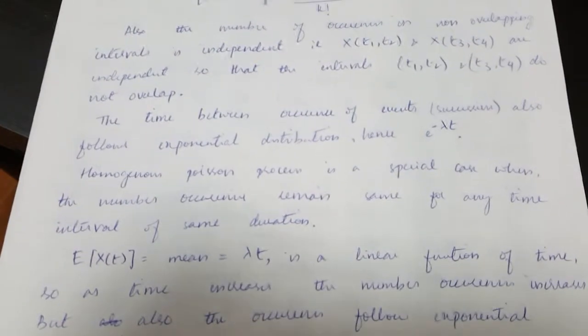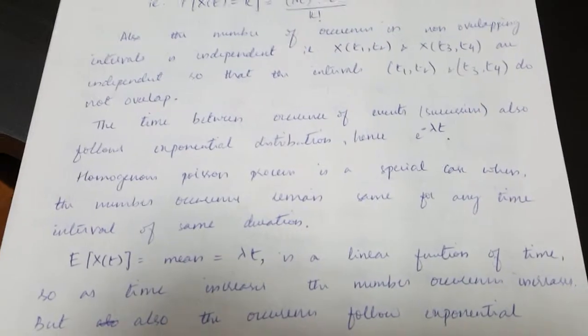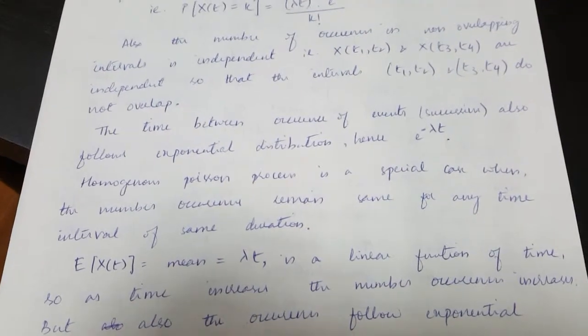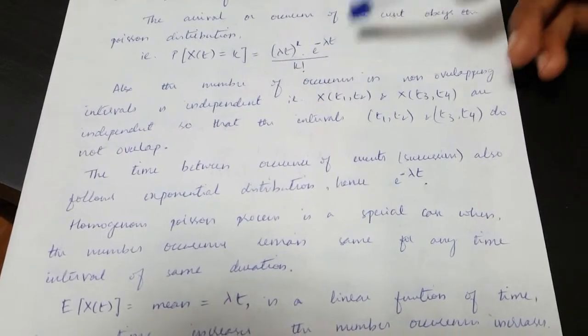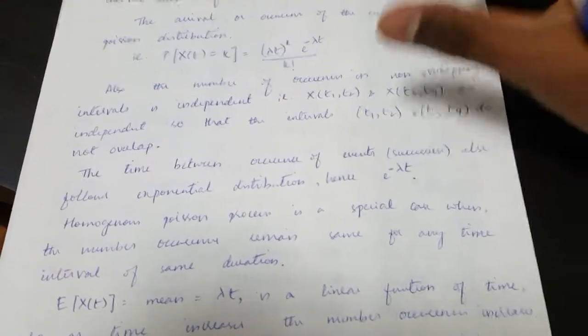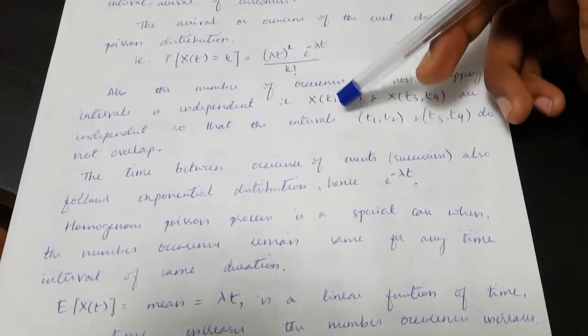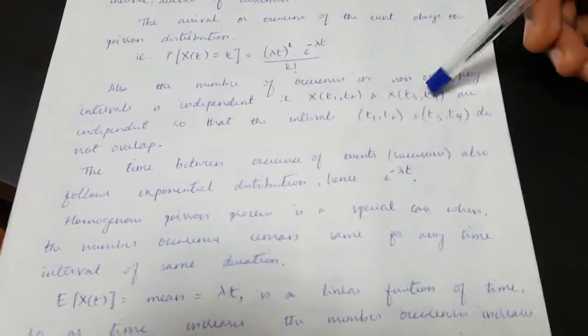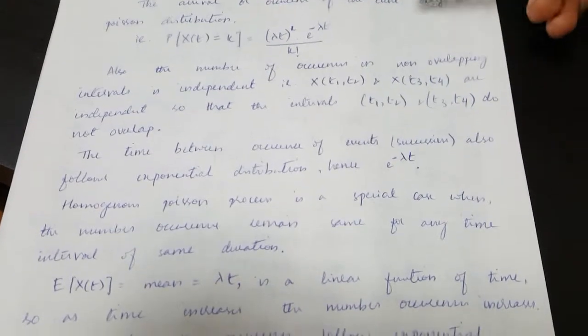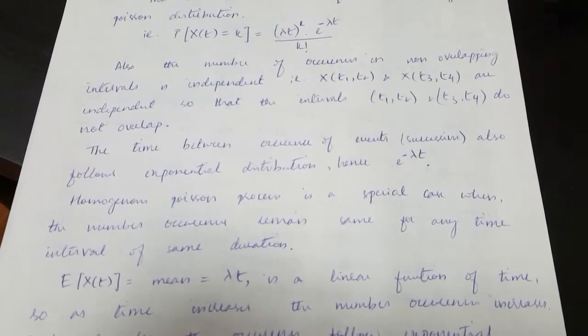Another type of Poisson process is the homogeneous Poisson process. It's a special case where the number of occurrences in intervals of the same duration, say t1 to t2 or t3 to t4, if the intervals are of equal time, the number of occurrences are the same.